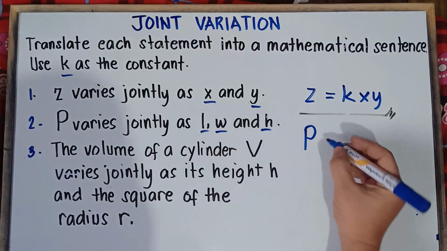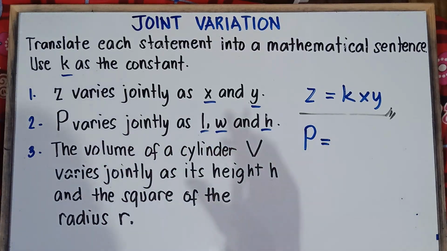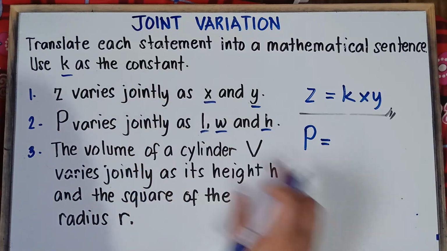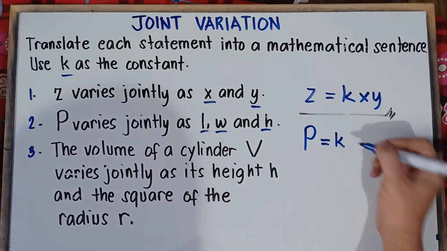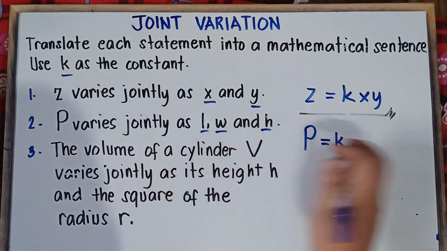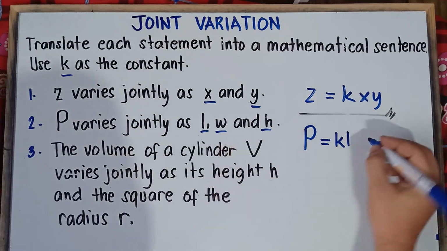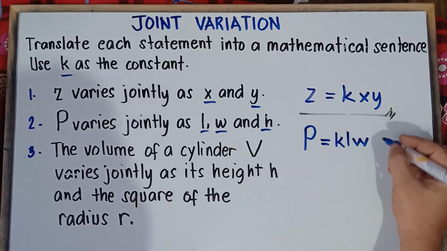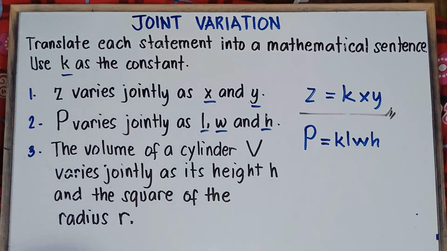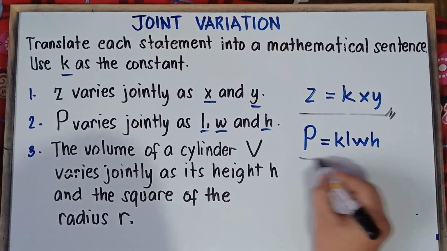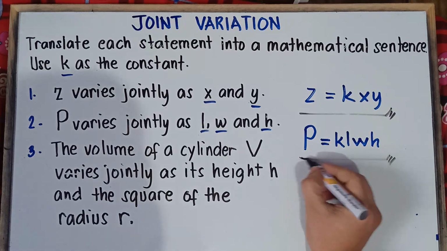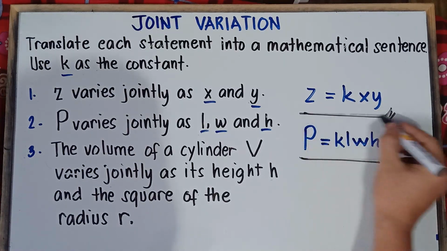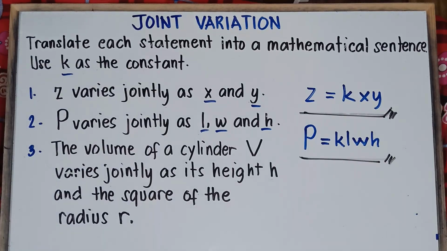And then varies, do not forget the equal sign. Do not forget K. K is what we call the constant. You always deal with K. So K is always there. So K, and then copy L, copy W, and then copy H. That's it, class. That's the answer for number 2. Easy as that for joint variation. Easy, right? So this is the answer for number 2, and this is the answer for number 1.